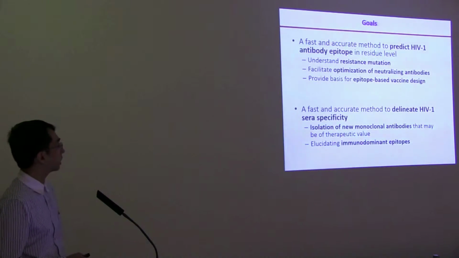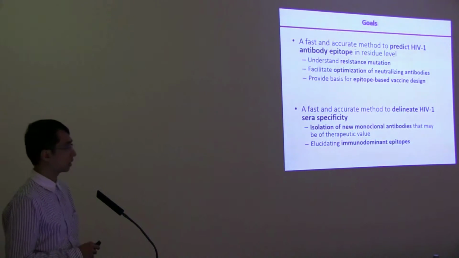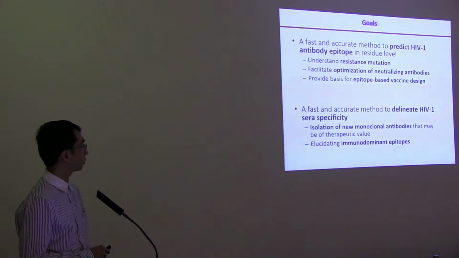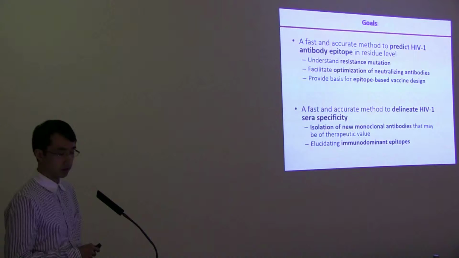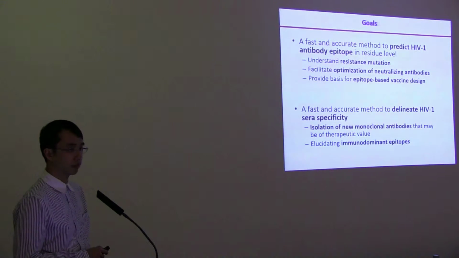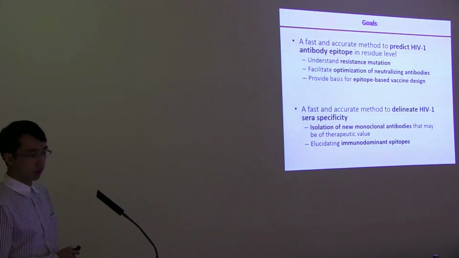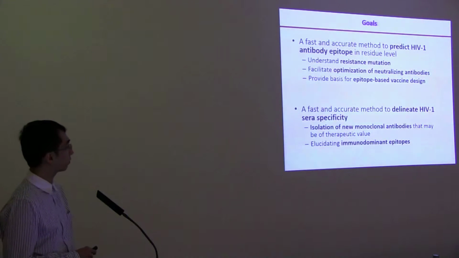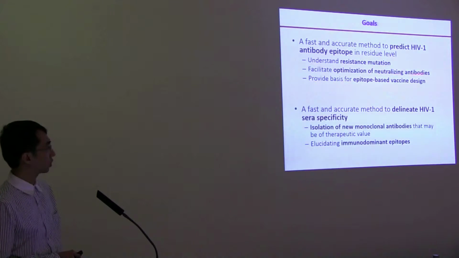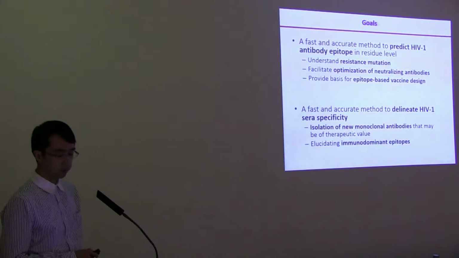In today's talk, I'm going to talk about two methods which could further facilitate the isolation of new HIV-1 neutralizing antibodies, and also assist in HIV-1 vaccine design. The first method is a fast and accurate method to predict HIV-1 antibody epitopes at the residue level. With knowledge of antibody epitope residue information, one can further understand resistance mutations for this antibody, facilitate the optimization of neutralizing antibodies, and provide a basis for epitope-based vaccine design.